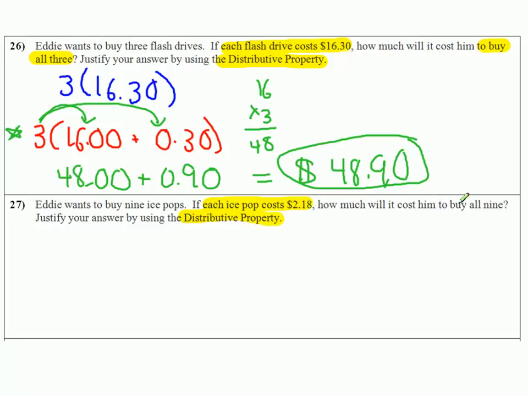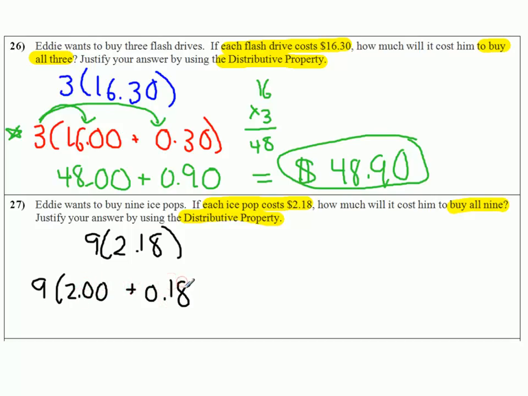Each ice pop costs $2.18. I want to buy 9 of them. All right, so again, just to find that answer, I would have to do 9 times $2.18. But again, that doesn't use the distributive property. So I'm going to break up the $2 apart from the 18 cents. So now I can distribute 9 times $2. That's pretty easy. That's just $18. Some good mental math.